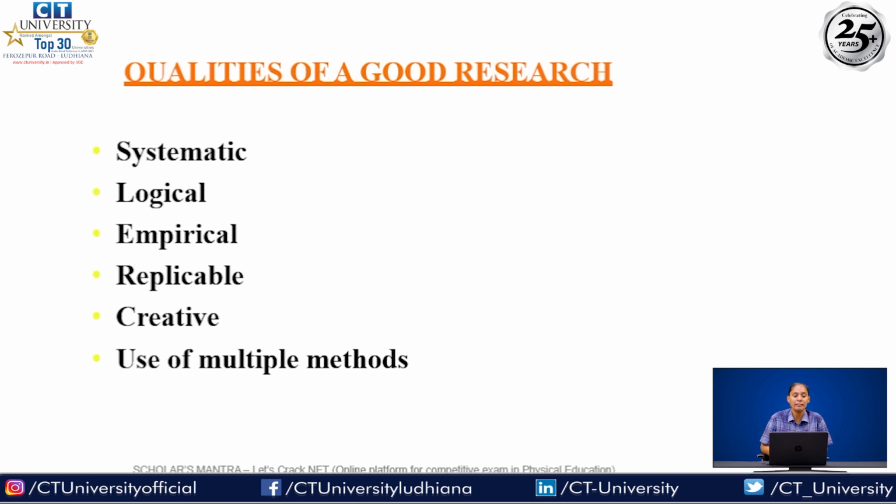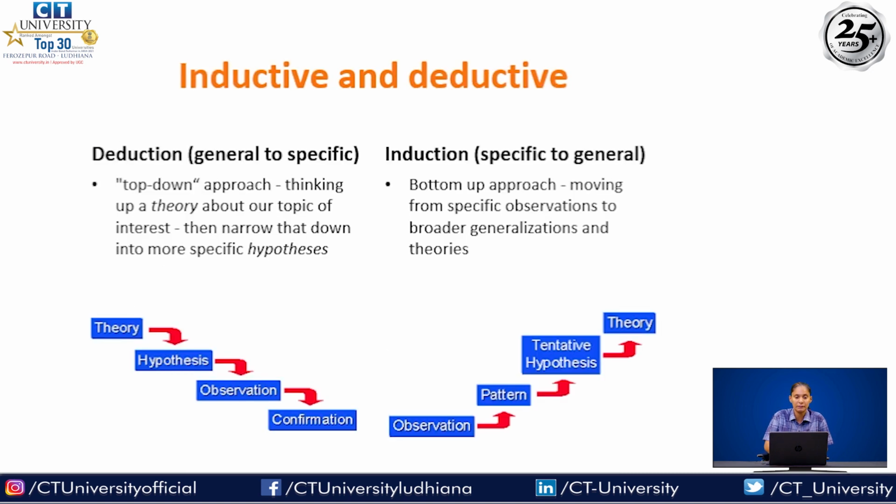Qualities of a good research: systematic, logical, empirical, replicable, creative use of multiple methods. Inductive and deductive. Deduction, general to specific. Top-down approach, thinking up a theory about our topic of interest, then narrowing that down into a more specific hypothesis. It means theory first, then hypothesis, then observation, then confirmation. And in induction, bottom-up approach, moving from specific observation to broader generalization and theory. It means observation, then pattern, then tentative hypothesis, then theory.